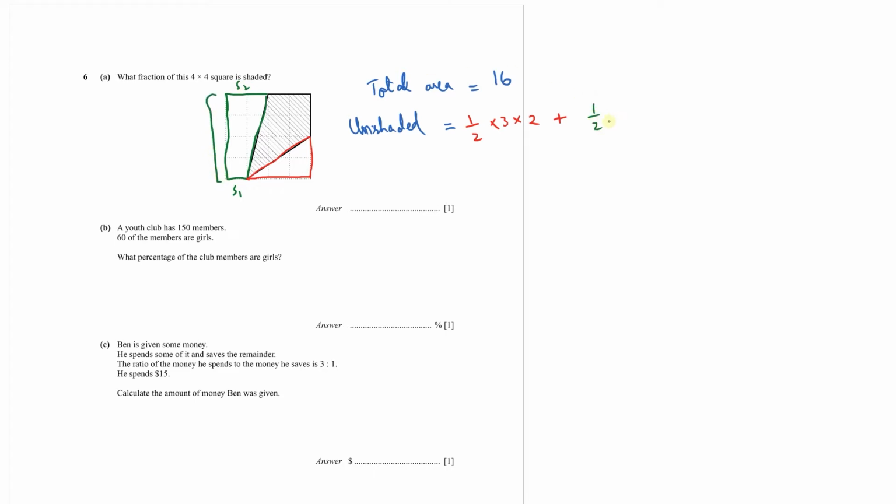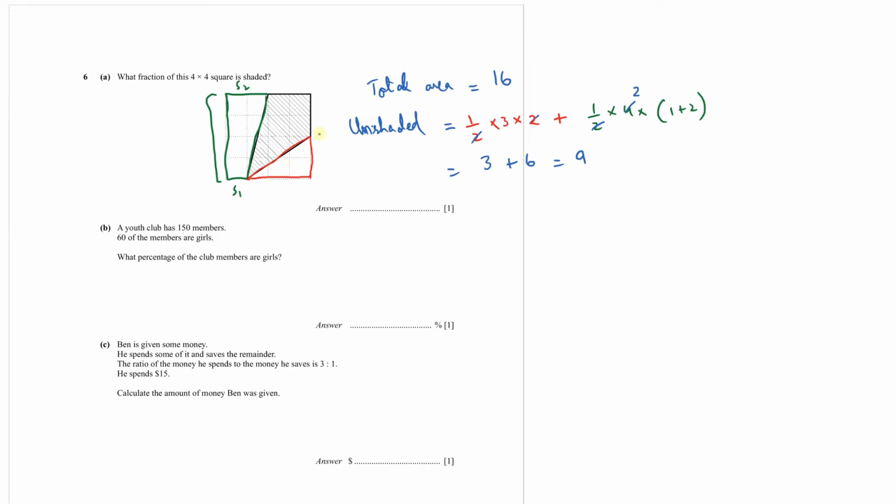So what is the area of the trapezium? 1 by 2 into height, which is 4 blocks, into the sum of the parallel sides: 1 and the other side is 2. So 1 plus 2 is 3, and 2 and 2 cancel out. So this will be 3 plus 6, which is 9. So 9 blocks are unshaded.